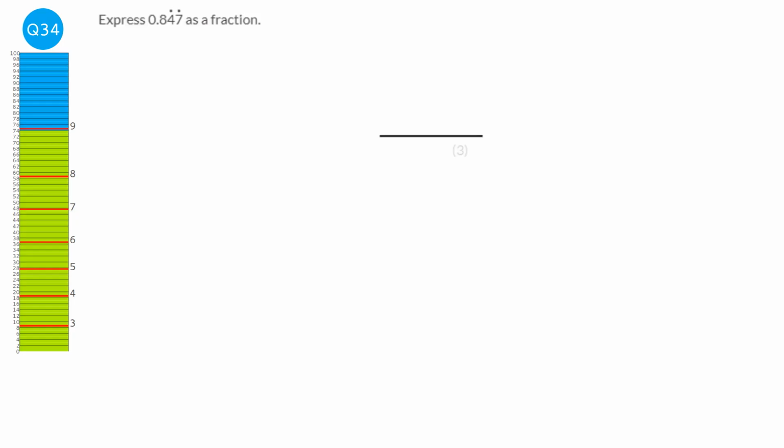I'm going to start by getting x equal to the 0.847 recurring. And I'm just going to show that with 3 dots. And we want to bring forward everything that's not part of the recurring pattern. So what I'm going to do is find out what 10x is. And that's going to be 8.4747. So what I've done is I've just got the recurring pattern after the decimal point.